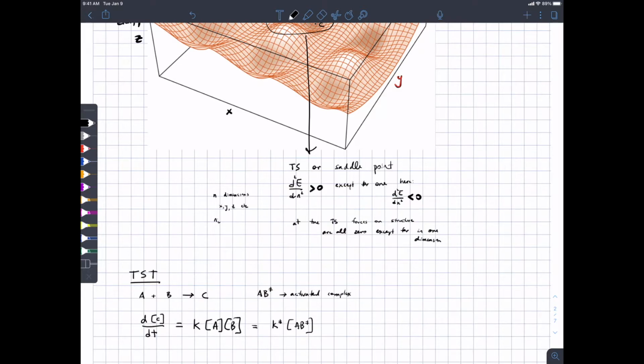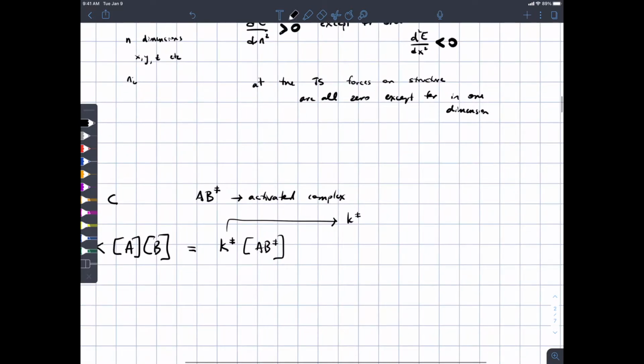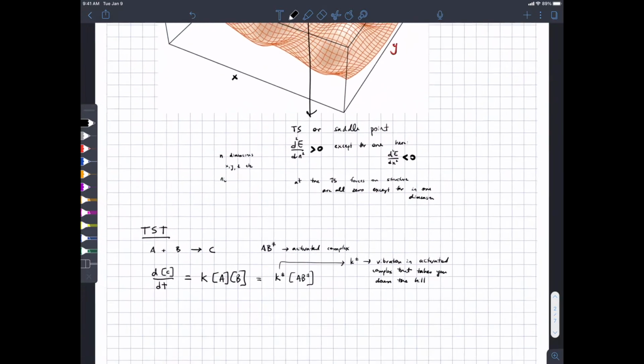So in this case, AB with the double dagger is the concentration of the activated complex. And this rate constant k with the double dagger is related to a vibration in the activated complex that takes you down the hill, takes you away from the saddle point.